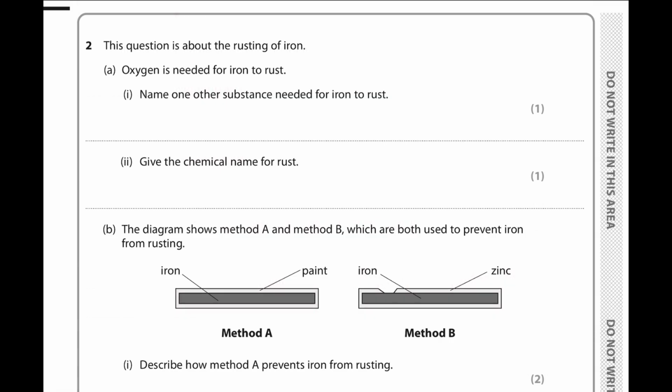Question 2. This question is about the rusting of iron. Oxygen is needed for iron to rust. Name one other substance needed for iron to rust. So it will be water. Next one, give the chemical name for rust. So it is iron trioxide.